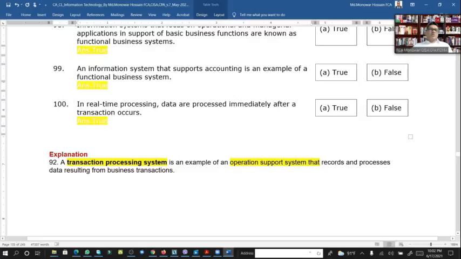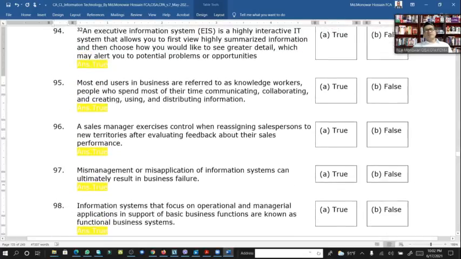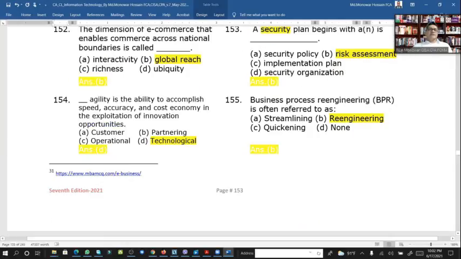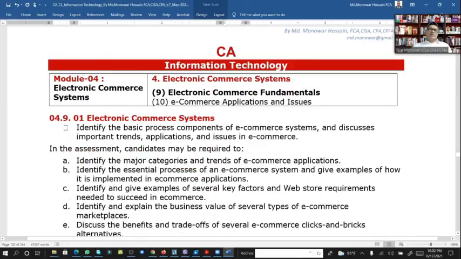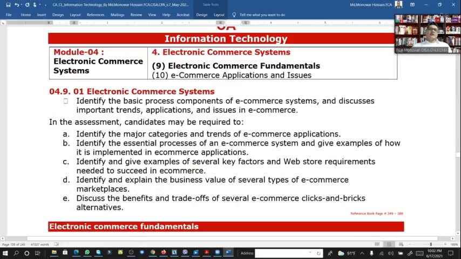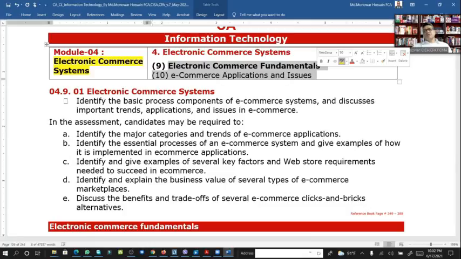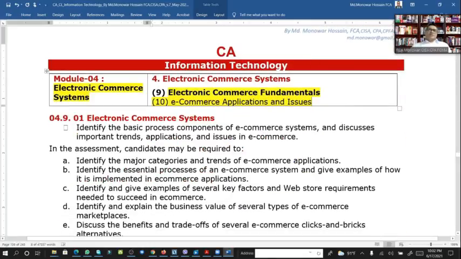So here we have discussed 100 true-false questions as well as 155 MCQs. This way we will do our next thing. Our next class will be, inshallah, module 4 or chapter 4, electronic commerce systems. Within electronic commerce systems we have two items: electronic commerce fundamentals, and e-commerce applications and issues. So that's all for today.